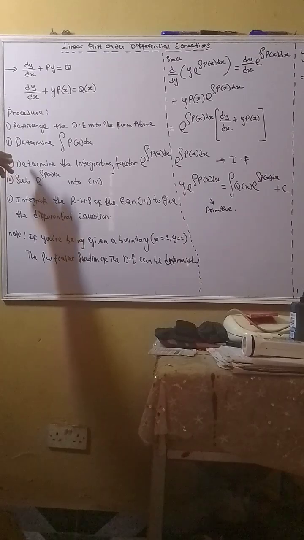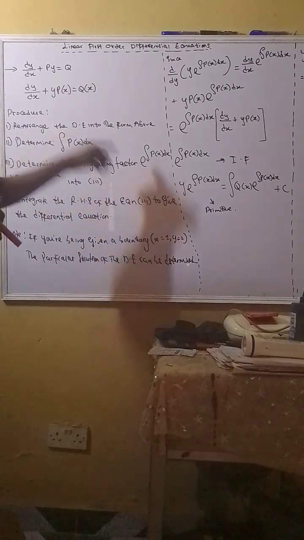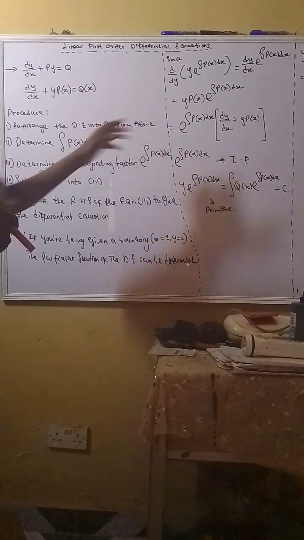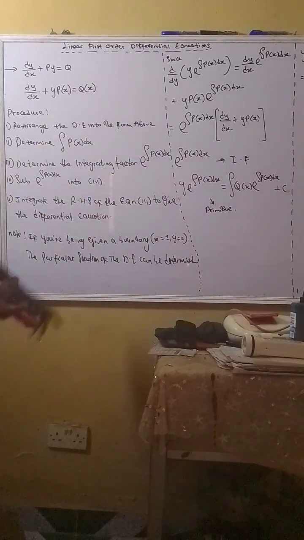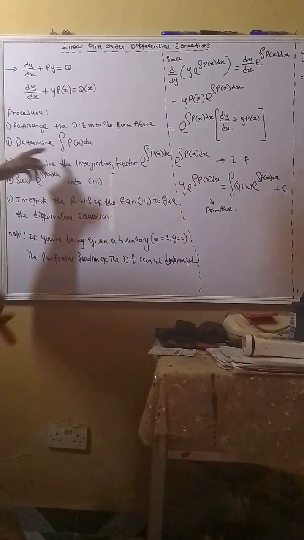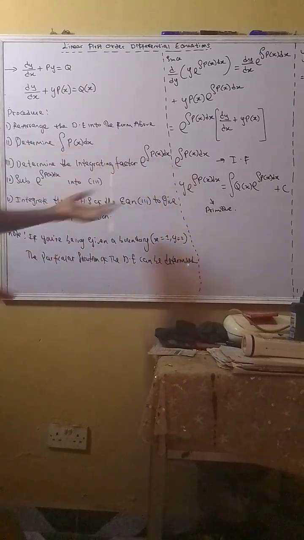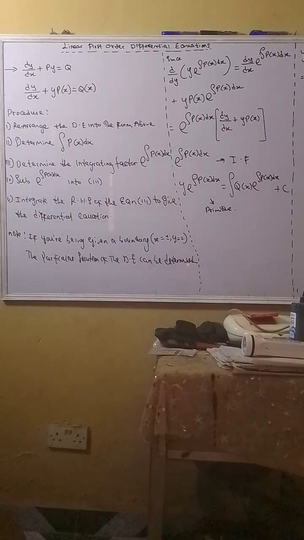Now, the third thing is that you determine the integrating factor, the exponential function of integrating the function we have here. Then after that, you substitute it into equation 3. Whatever you have here as your answer, you substitute it into it. Then the last thing is that you integrate the right hand side of the equation also to give the solution of the differential equation.